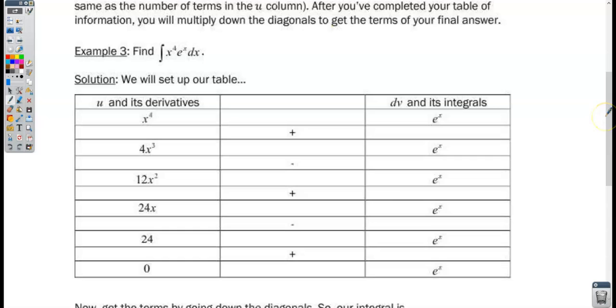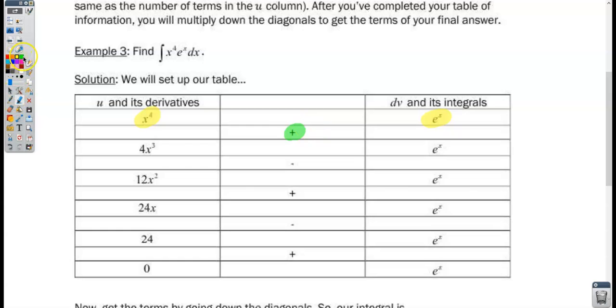So we set up our table. I set up 3 columns here: u and its derivatives, and dv and its integrals. I put my u and my dv in the same line, and then I skip a line and do my middle column with my plus sign, my minus sign, my plus sign, my minus sign, my plus sign. So looking at my original problem, my u was x to the 4th, my dv was e to the x, so I put those at the top of each column. And then I go to the next line, and I start with my plus sign.